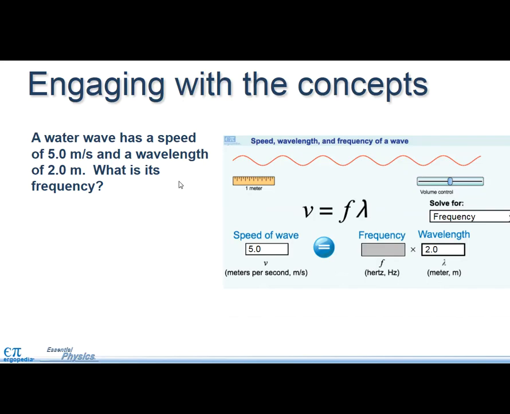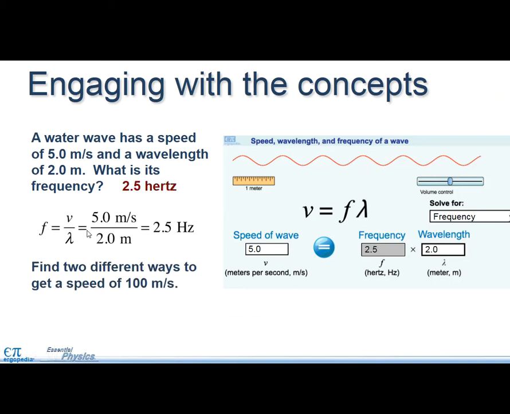Okay, so we covered this question here about a water wave that's traveling at a certain speed and has a wavelength, and we can figure out its frequency. The way that we solve this is by dividing the velocity by the wavelength, and we get the frequency. So we're just applying that equation. And what would be two different ways that we could find a speed of 100 meters per second?